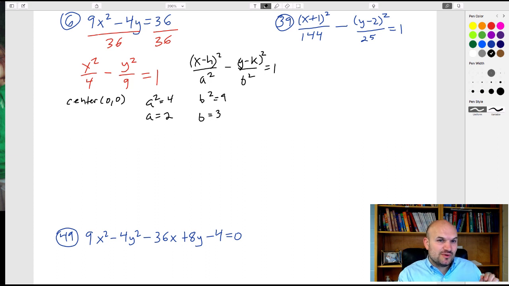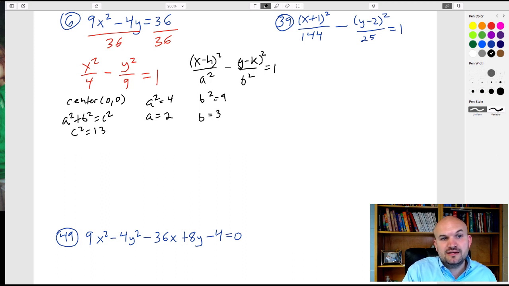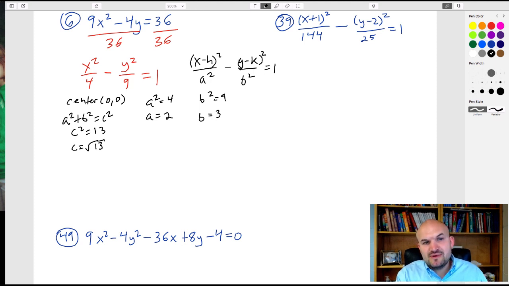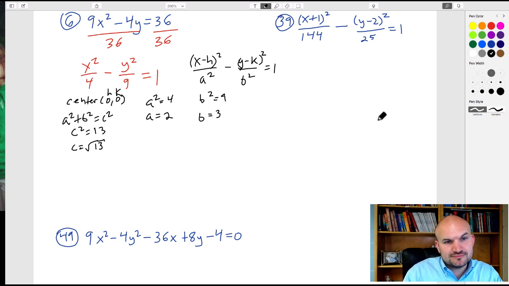Now again, given this information, we can identify what c is, and we have to understand the relationship between a, b, and c. The relationship between a, b, and c for a hyperbola is kind of like the Pythagorean Theorem. It's a squared plus b squared equals c squared. So 4 plus 9 is going to be 13, so c squared is going to equal 13, so therefore c equals the square root of 13. Okay? So now we have a, b, and c, and we have the center, which is h and k. Now we have enough information to sketch the graph, and as well as identify the foci, the vertices, as well as the asymptotes.